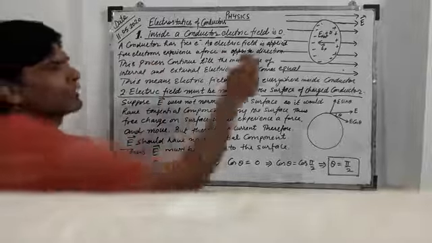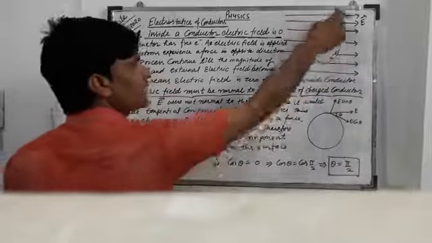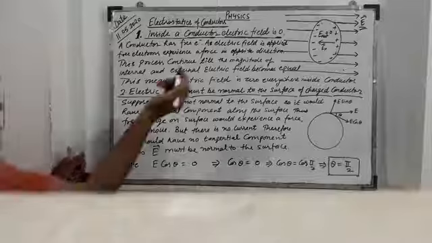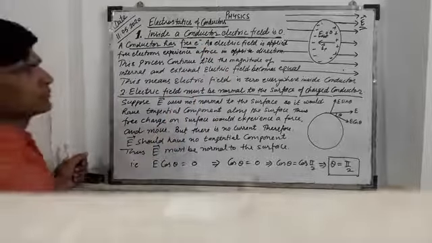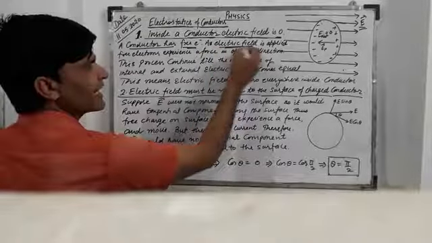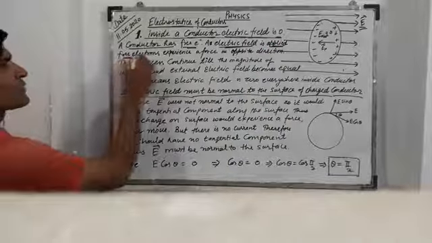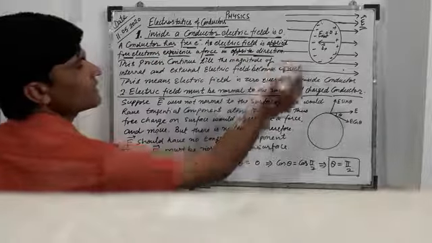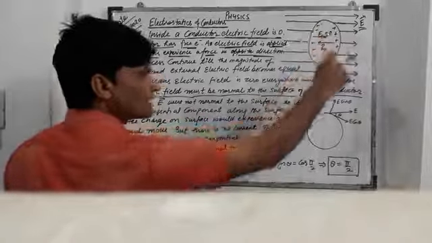As you know, when a conductor is placed in an external electric field, the conductor has free electrons. Due to the presence of the electric field, the free electrons experience a force in the opposite direction and they are collected on this surface.